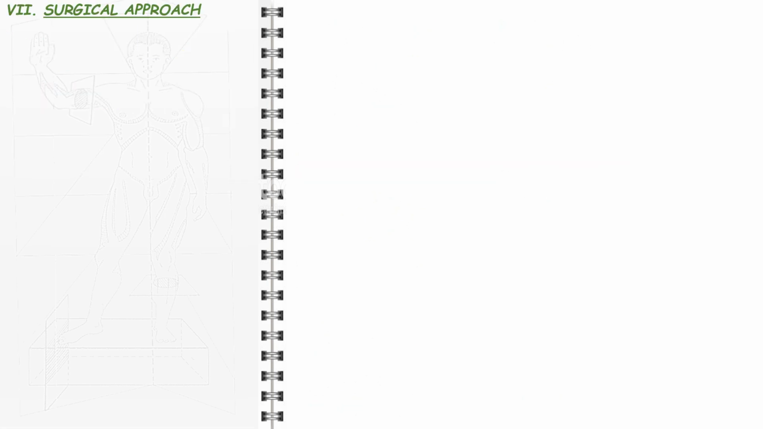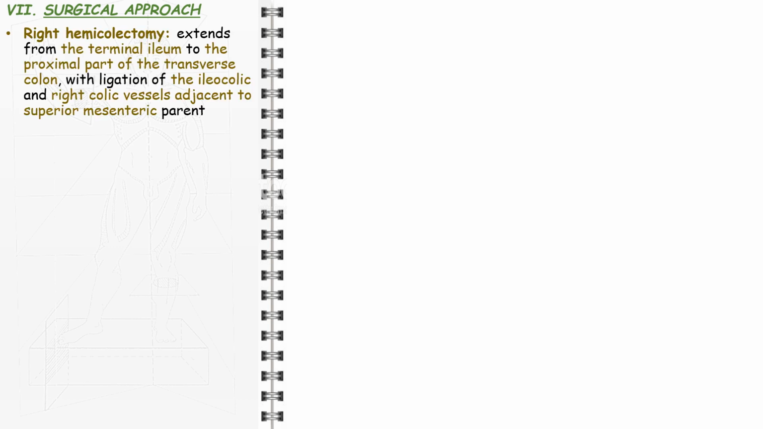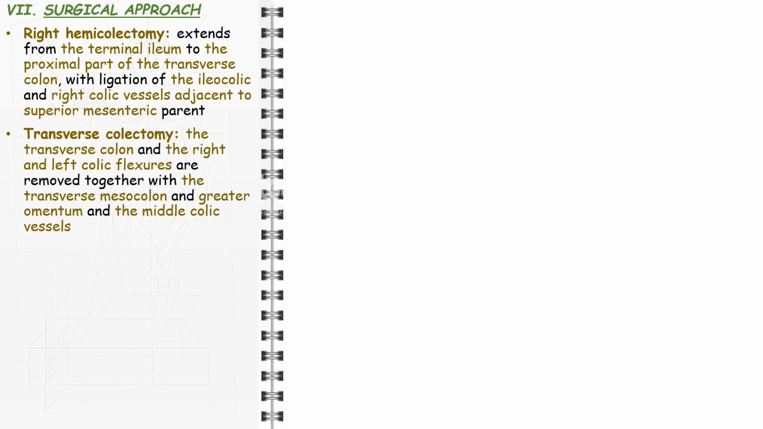The vessel pattern with the accompanying lymphatics determines the extent of partial resections of the colon for carcinoma. For a right hemicolectomy, the resection extends from the terminal ileum to the proximal part of the transverse colon, with ligation of the ileocolic and right colic vessels adjacent to the superior mesenteric parent. In a transverse colectomy, the transverse colon and the right and left colic flexures are removed together with the transverse mesocolon and greater omentum and the middle colic vessels.